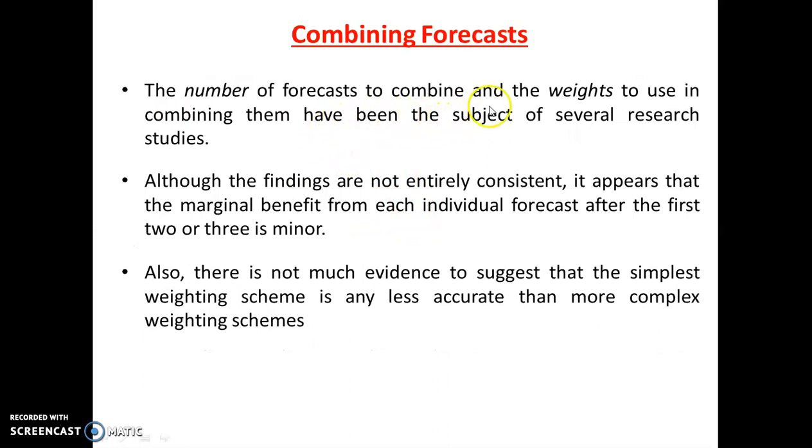The number of forecasts to combine and the weights to use in combining them have been the subject of several research studies. Although the findings are not entirely consistent, it appears the marginal benefit from each individual forecast after the first two or three is minor. Also, there is not much evidence to suggest that the simplest weighting scheme is any less accurate than more complex weighting schemes. So most of the time, we will prefer the simplest scheme, because there is no evidence that it is less accurate than more complex weighting schemes.